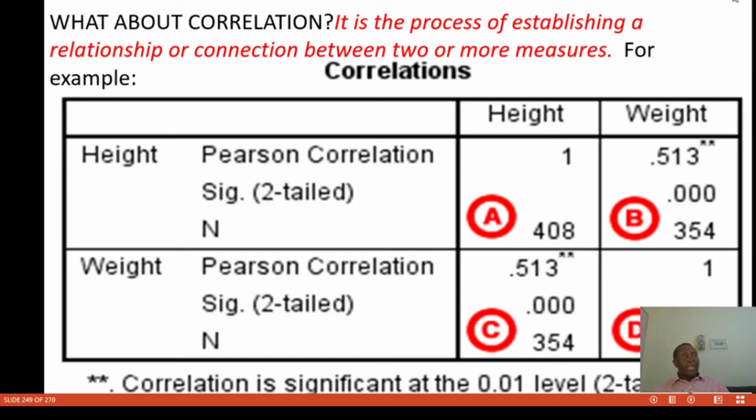Now, what about correlation? Correlation can be said to be the process of establishing a relationship or a connection between two or more measures. Let's take just the issue of height and weight. You can see that we have the row that says height, and in that same row, it is compared against the columns that say height and weight. Height compared to itself, then height compared to weight. And then in the second row, we see weight compared to height and weight compared to itself.